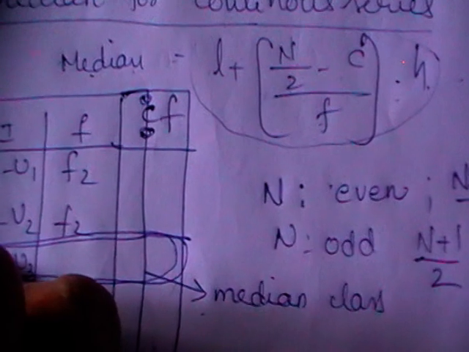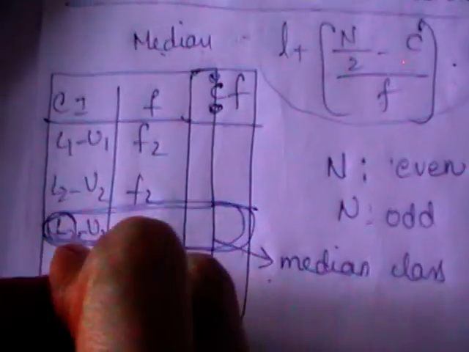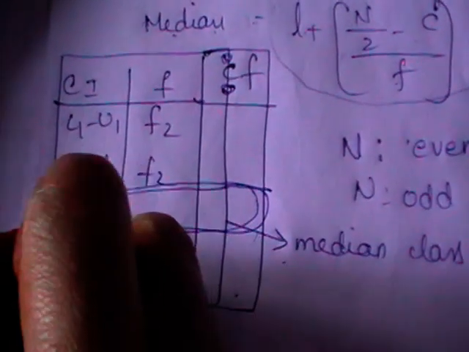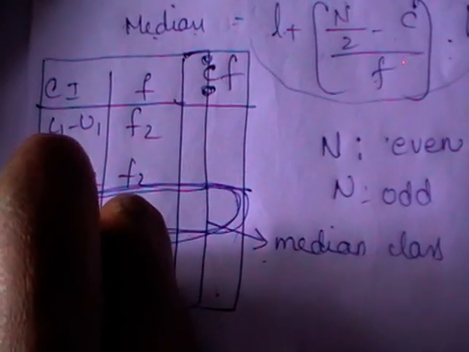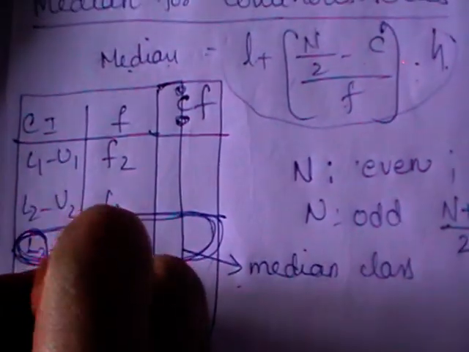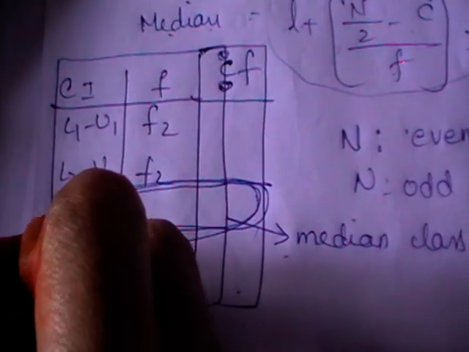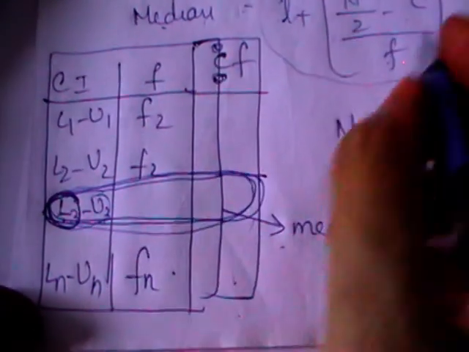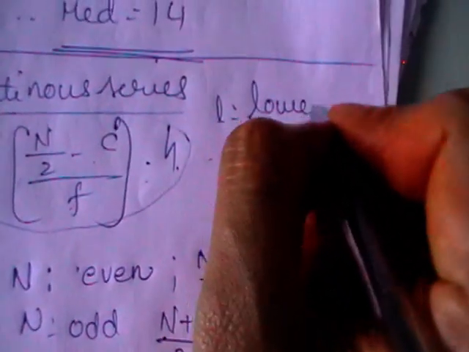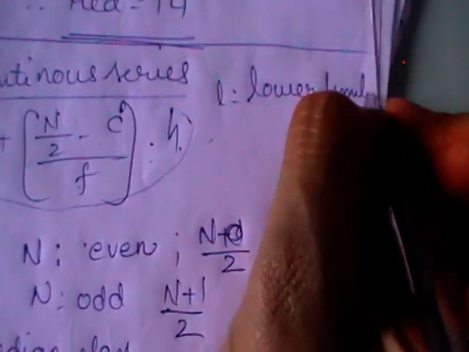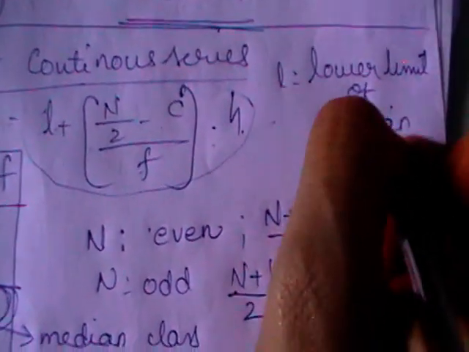In this median class, L will be the lower limit of the median class. After circling this row, you will identify a class with one lower limit and upper limit. Here this lower limit we call L, the lower limit of the median class. Means identifying the median class is important.